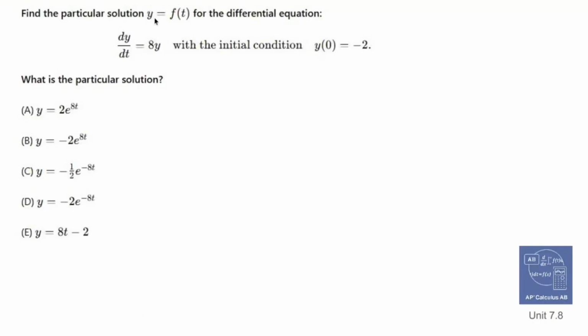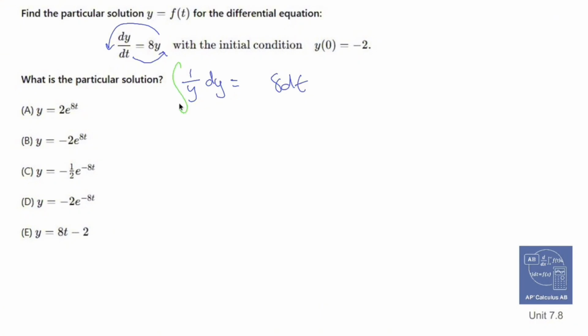Find the particular solution y equals f of t for the differential equation dy/dt equals 8y with the initial condition y of 0 equals -2. This is one of those guys where we split things into two parts and integrate both sides. So the way I'll handle this is I will simultaneously multiply dt to both sides and divide y from both sides. Dividing y puts the 1 over y on the left, dy is still on the left, and that's going to equal 8 dt.